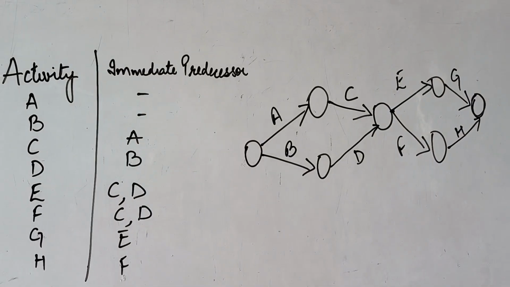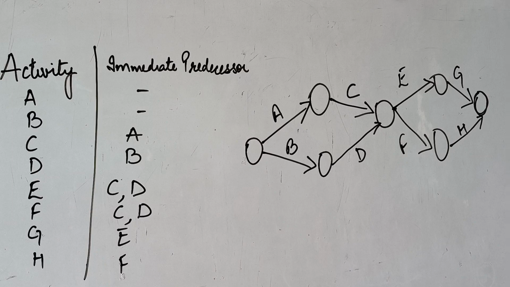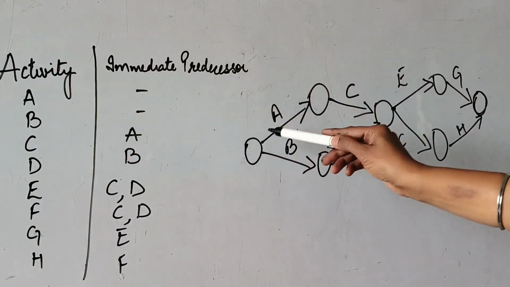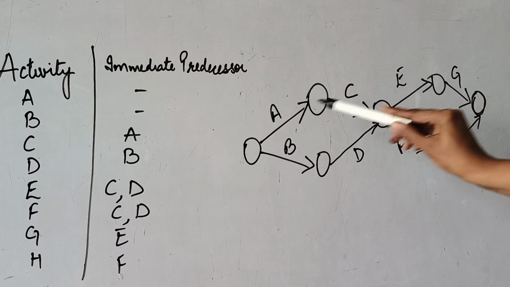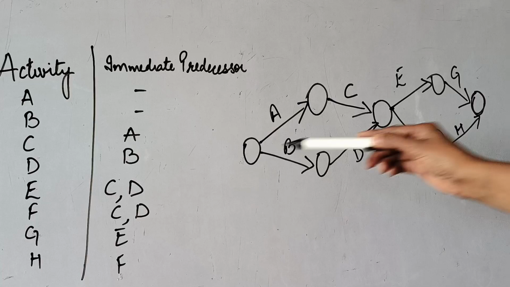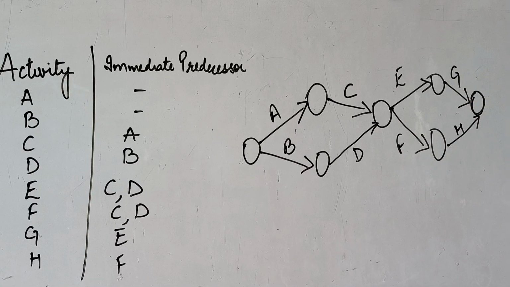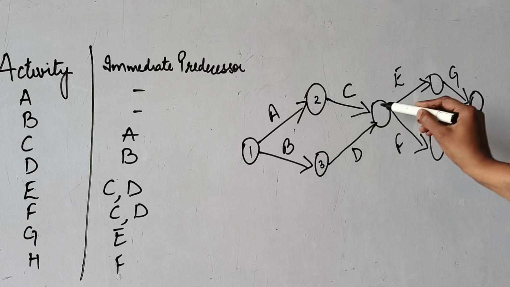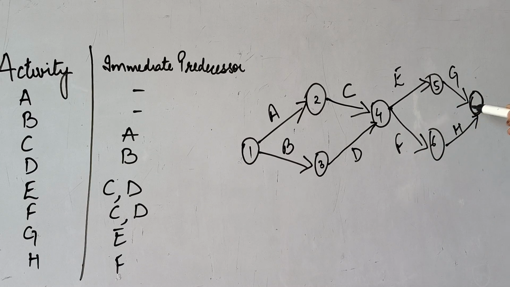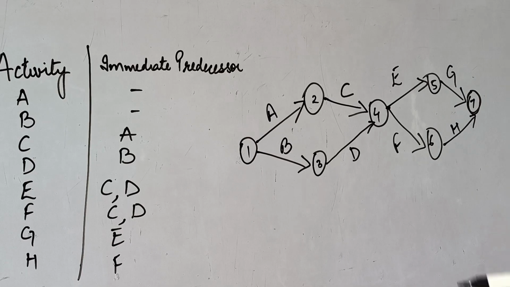This is the drawing of the network with the help of available information. So you can check, A will lead to C, yes, B will lead to D, yes, from C and D, a common point, E and F are coming, from E, G is coming, and from F, H is coming. This is the creation of a network. And after creating this network, we can name these as 1, 2, 3, 4, 5, 6, 7, in the order in which they have been designed. Therefore, these are the nodes and these are the activities in the development of a network.